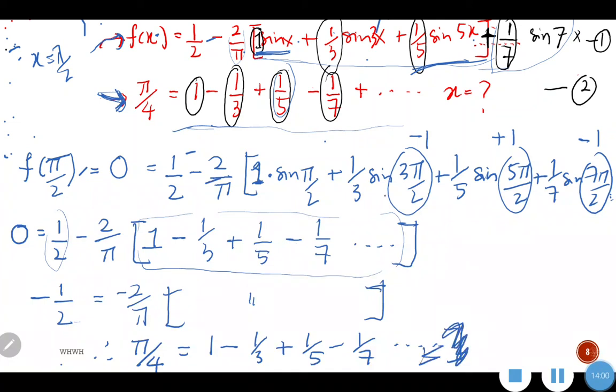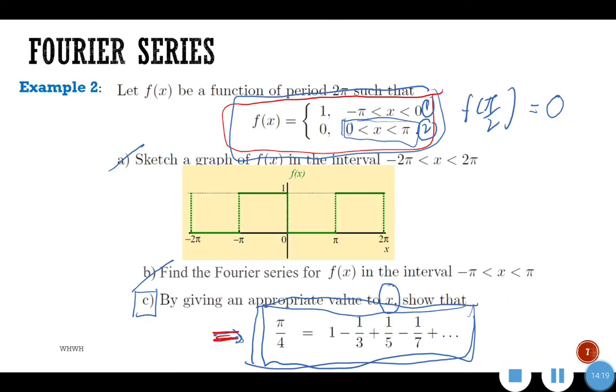Okay, so here we have shown that we are getting such a series like this when x equals to pi over 2. So we have proven. Okay, so hopefully all of you clear about this. Okay, so kita dah answer part C. Okay, 1 A, B and C.